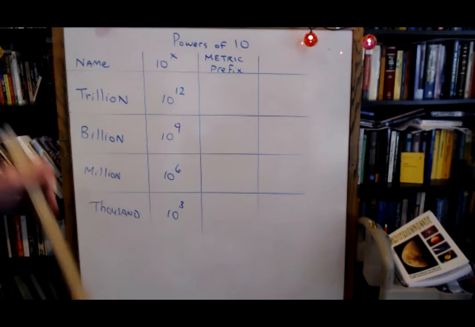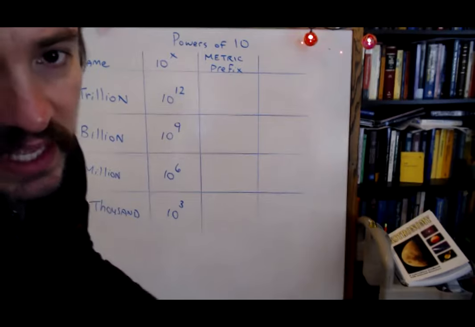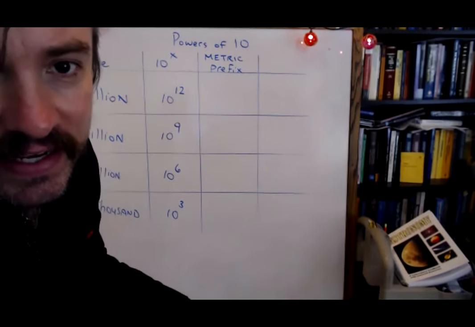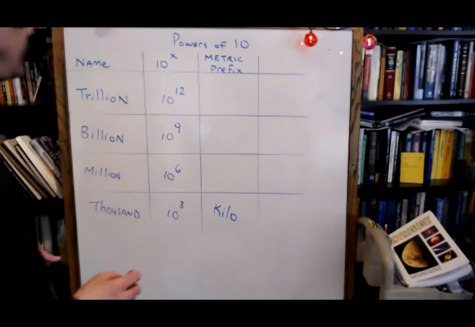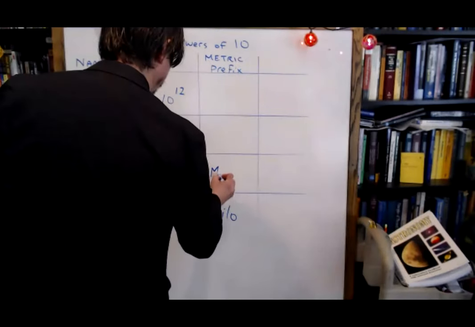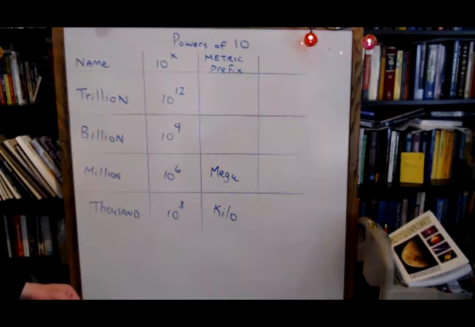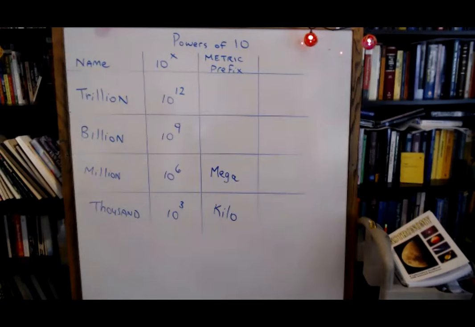Now, do you guys know the metric prefixes for these numbers? Let's start easy. Let's start with 1,000. What's the metric prefix? If you have 1,000 grams, you have a kilo. A kilogram. How about a million? The abbreviation is M, but M is short for mega. If you have a megabyte, you have 1,000 kilobytes. Billion? Giga.